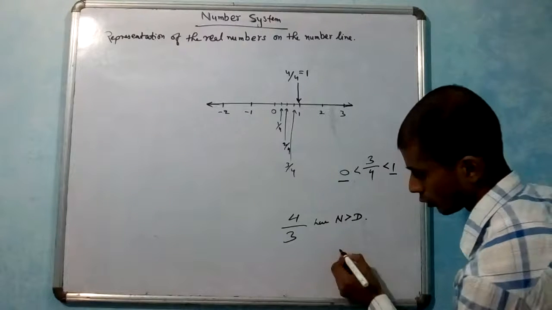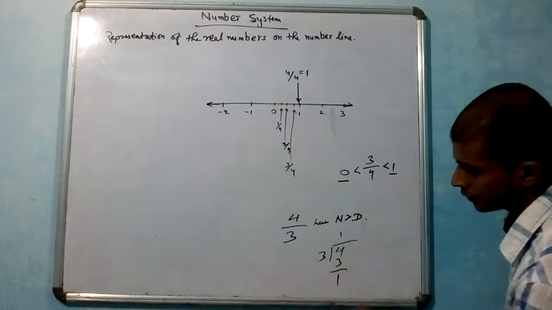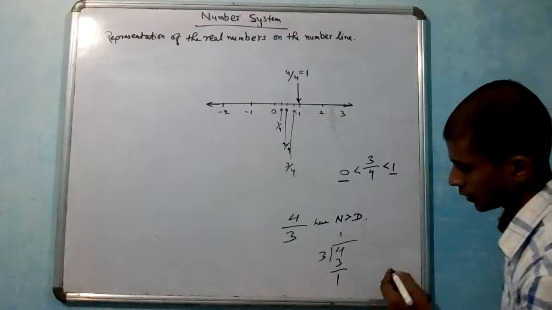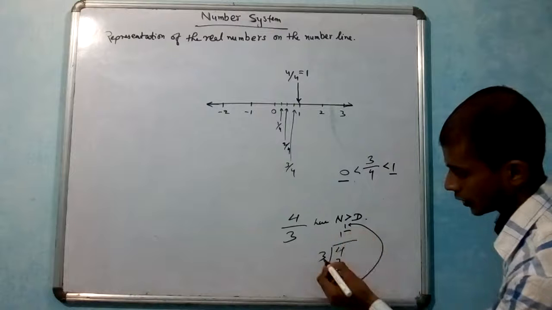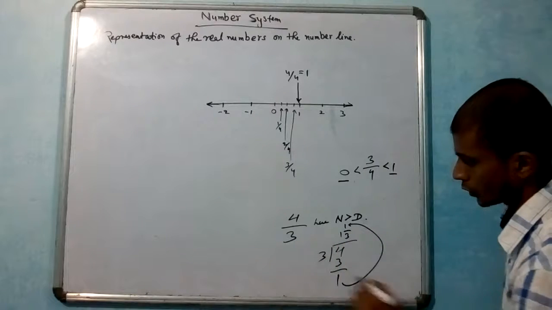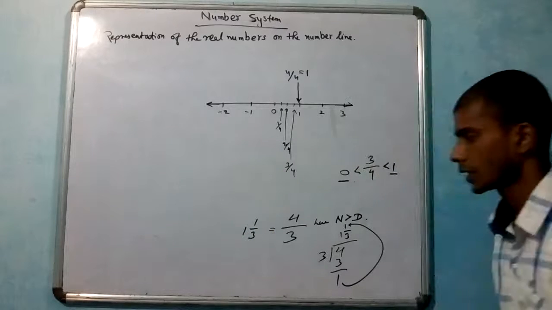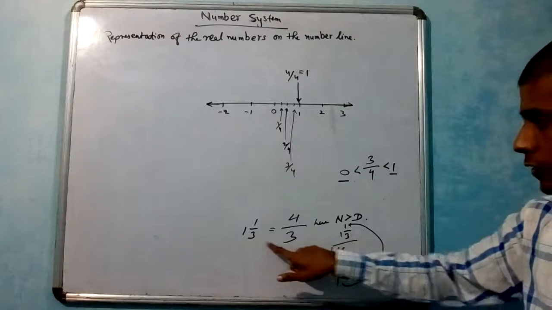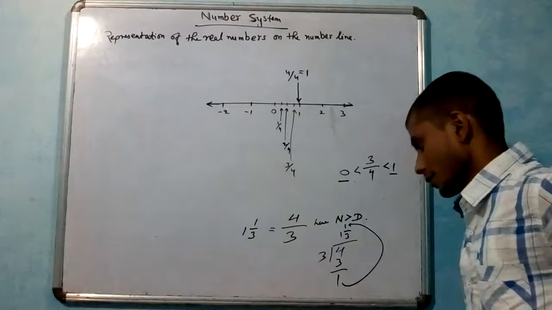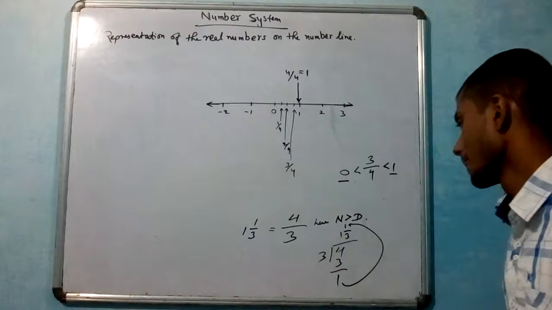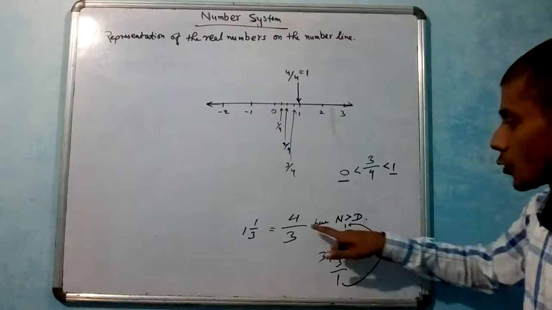How? Divide the numerator by the denominator. 3 ones are 3, and 1 is the remainder. So 1 will go in the numerator and 3 will stay in the denominator. So we got 4 by 3 as 1 whole number 1 by 3. Any doubt in this? How to convert into a mixed fraction? How to convert this 4 by 3 into a mixed fraction? Understood?